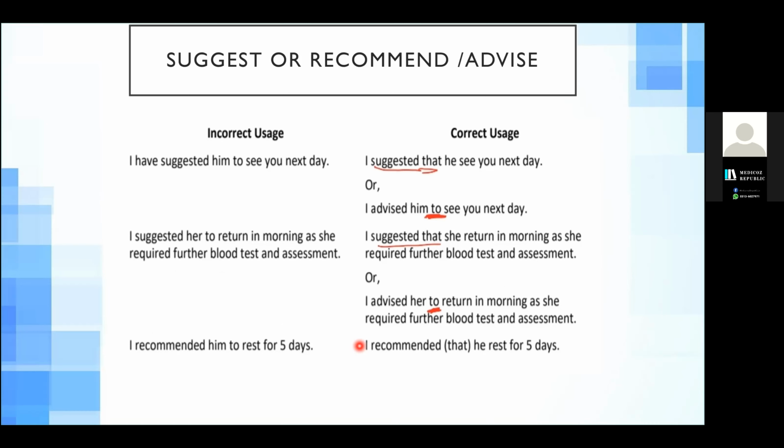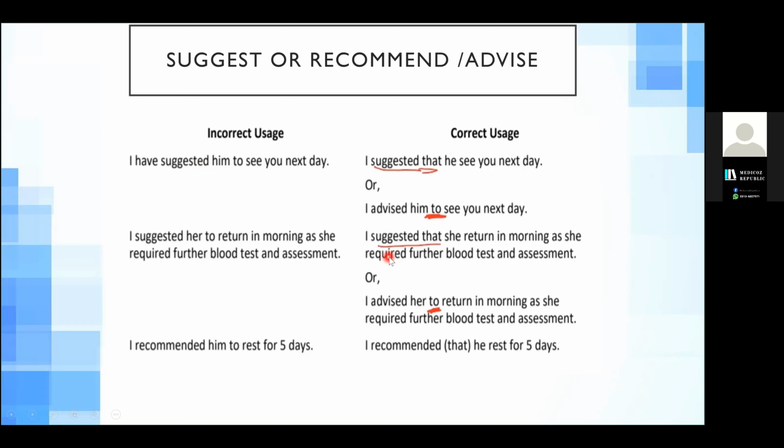For example, let's see here. I suggested that he see you next day. You cannot say I have suggested him. You cannot use the word him or her after the word suggest. You can just say I suggested that he see you next day.